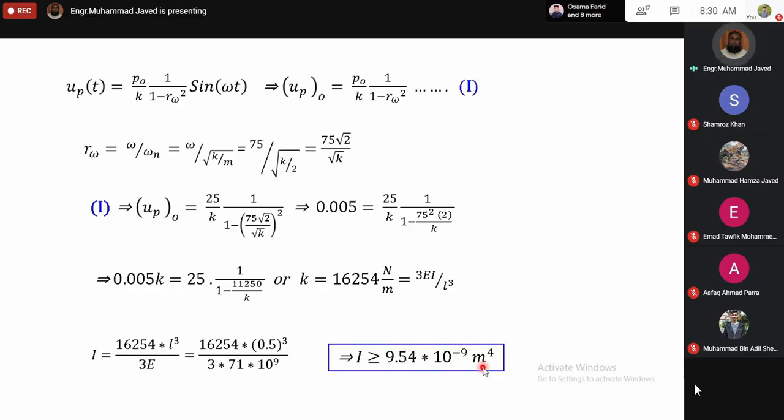Since the tube is hollow and neither thickness is given nor any inner or outer diameter is given, so we cannot proceed further.